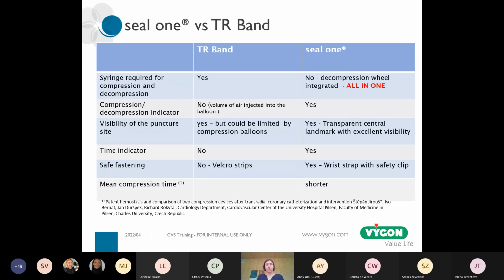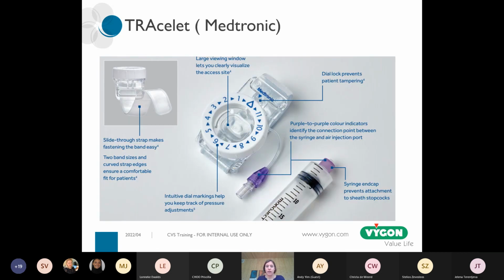Here I have all the advantages. The SIL1 is all in one. You have a compression indicator and the puncture site. You have visibility because the central landmark is transparent. You have a time indicator. You have safe fastening, so it is secure, and the compression time is shorter. So the SIL1 is a secure, very comfortable, and very performant system for the compression.